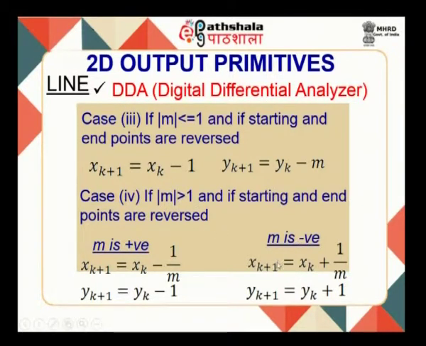For m negative, in case mod m is greater than 1 and m is negative, either x or y will be decreasing, one of them will be decreasing, the other will be increasing. So, in this case you can consider this to be negative. So, yk plus 1 is equal to yk minus 1, or one of these will be negative as I have represented here. So, you can correct this. One of these should be negative.